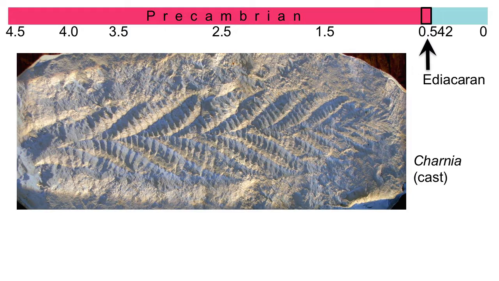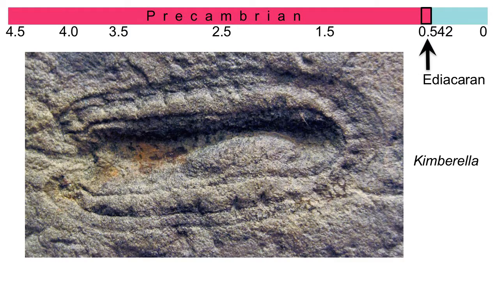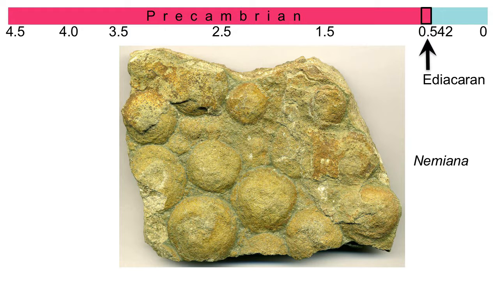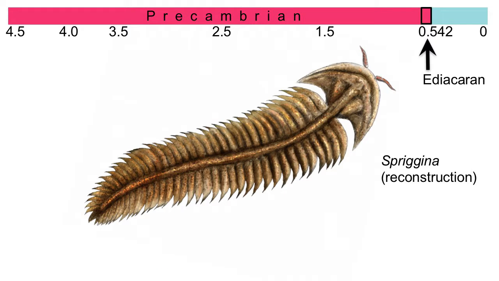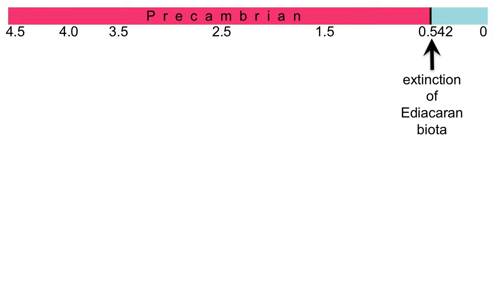These are very strange-looking creatures that don't really resemble anything we know from later times. We're not sure what kind of creatures they were. This one might be an arthropod or an annelid worm, hard to say. At the boundary of the Precambrian and the Phanerozoic, the Ediacaran biota disappeared almost completely, but we don't know why. So that was another mass extinction event.